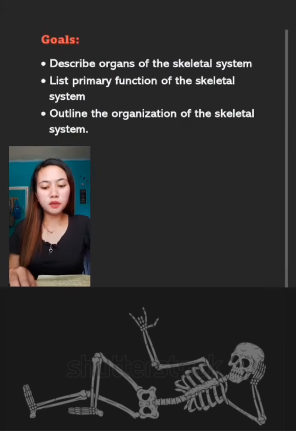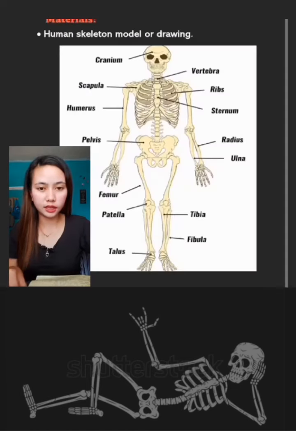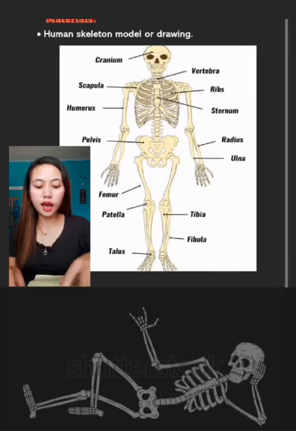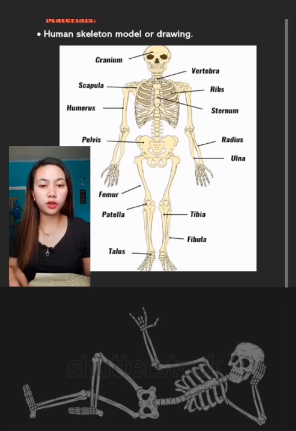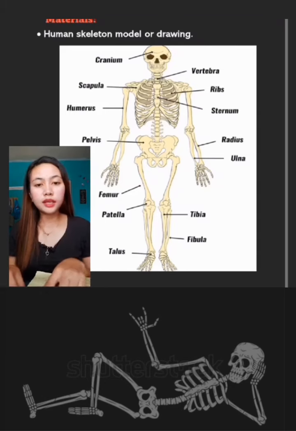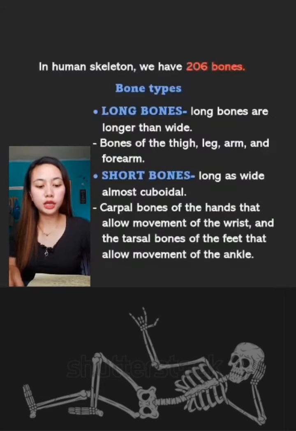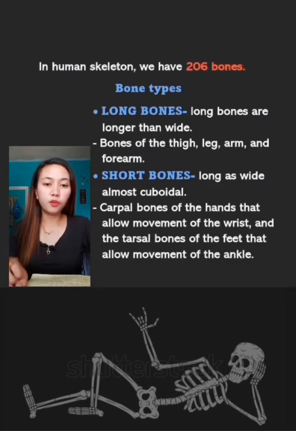Our goal in this topic is to describe organs of the skeletal system, list primary functions of the skeletal system, and outline the organization of the skeletal system. And our material is the human skeleton model or the drawing. In the human skeleton, we have 206 bones, and there are 4 types of bone in the human body. And these are the long bones, short bones, flat bones, and irregular bones.